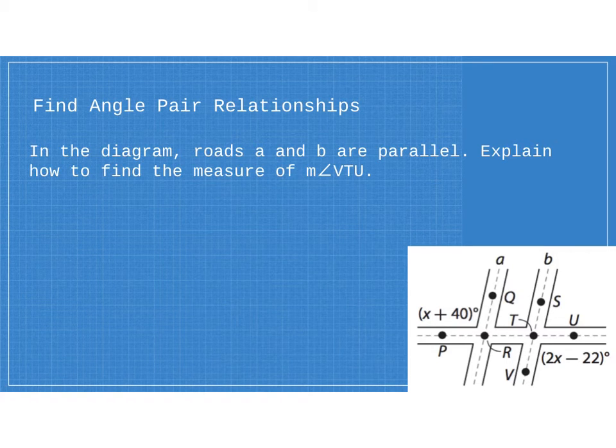All right, I want to find the angle pair relationship. So in the diagram, roads A and B are parallel. Explain how to find the measure of angle VTU. All right, so we want to find VTU, which is that one there. So the question is, how do we go about finding that? We're also given QRP is x plus 40. So now we need to figure out what type of angles we have there.